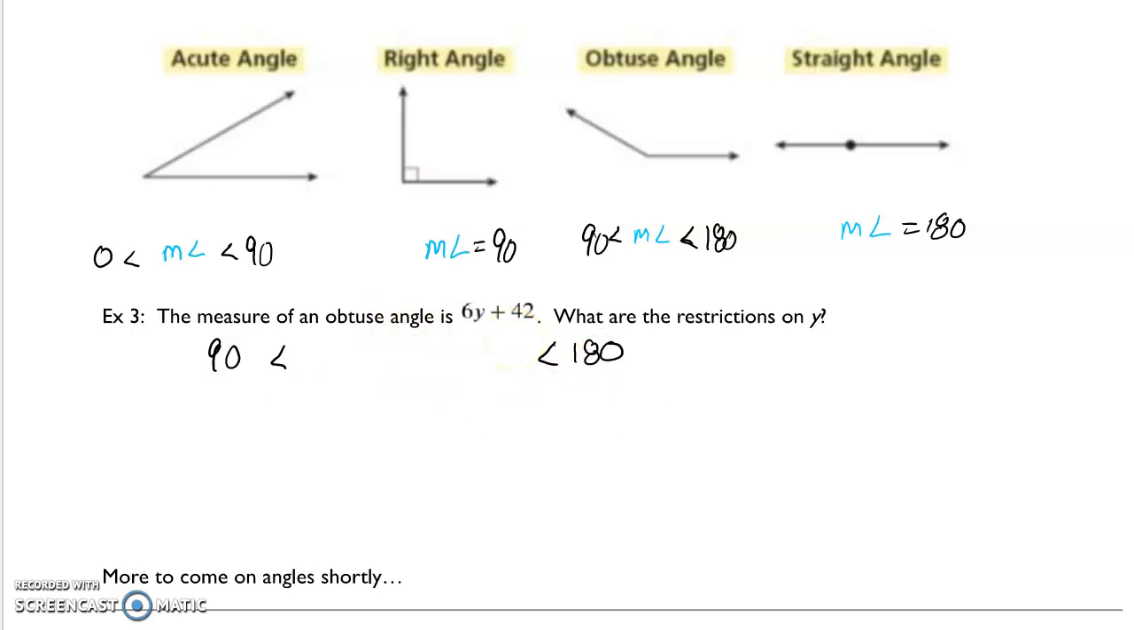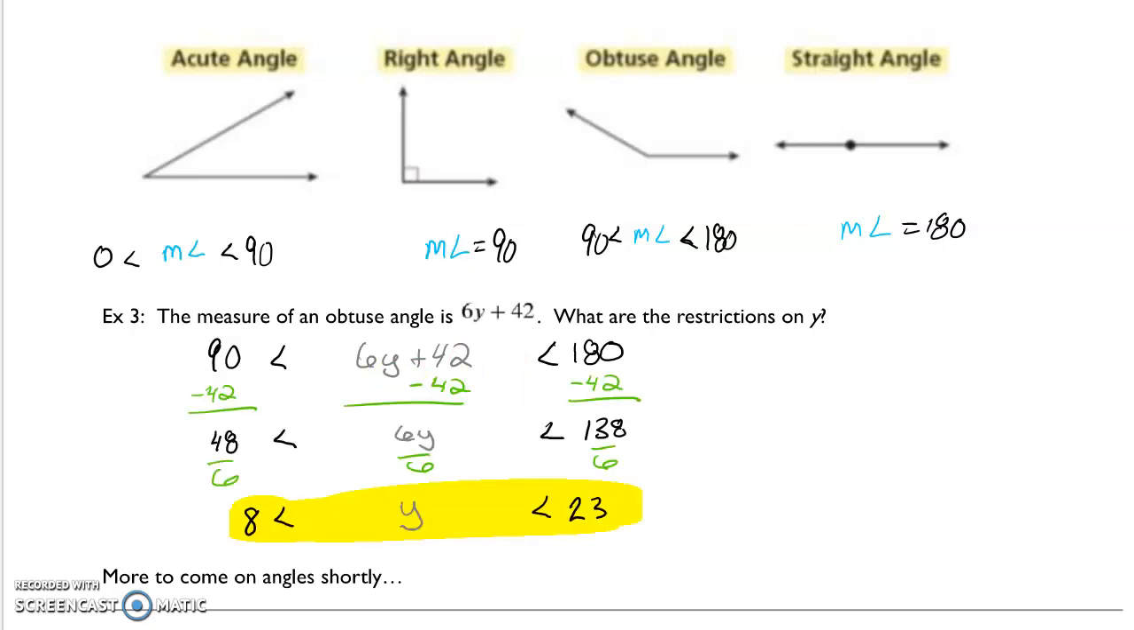Now I substitute in what I know about my angle. I know it is 6y plus 42. I have a compound inequality. I need to solve this compound inequality algebraically to get the restrictions on y. So again, my restrictions on y are that the variable has to be greater than 8 and less than 23. A difference between restrictions on your angle and restrictions on your variable.